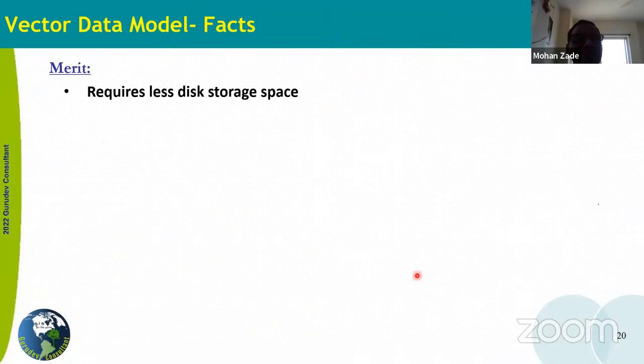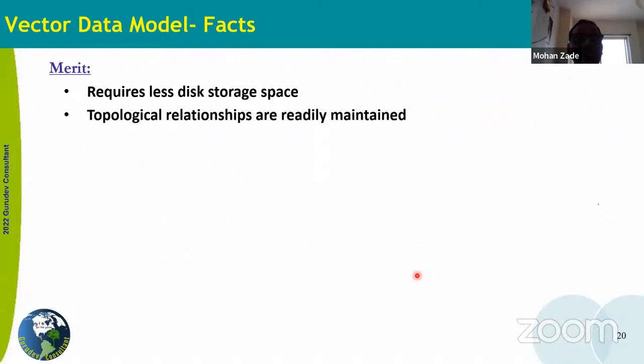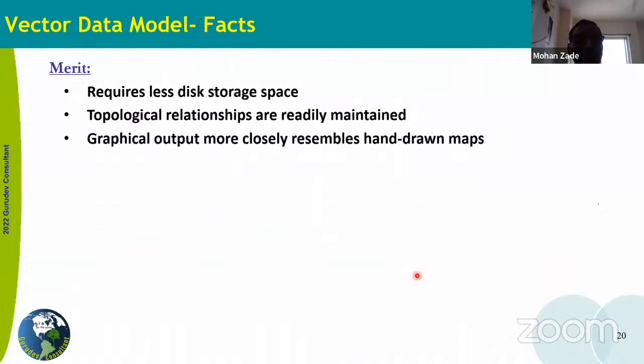These are some merits and demerits. Vector data requires very little storage. You can build relationships between various datasets with the vector model very easily. The output very much resembles a hand-drawn map and your actual situation. Spatial analysis is very fast. Overlay analysis, hierarchy analysis, and spatial analysis are very fast in vector formats.